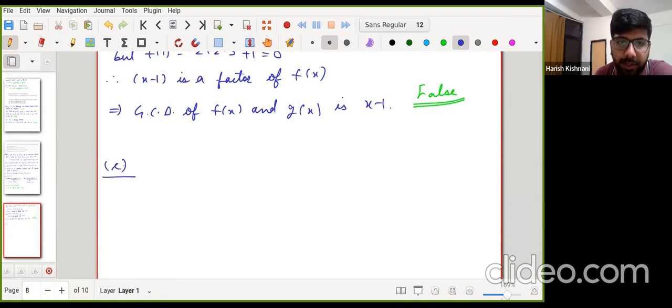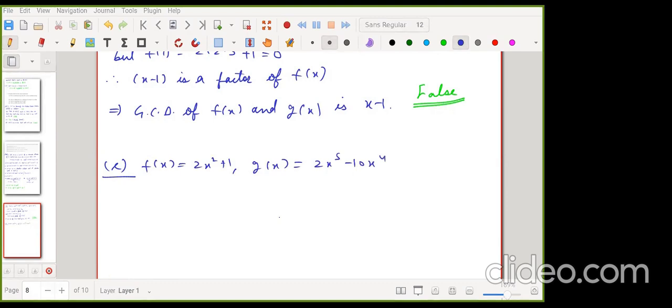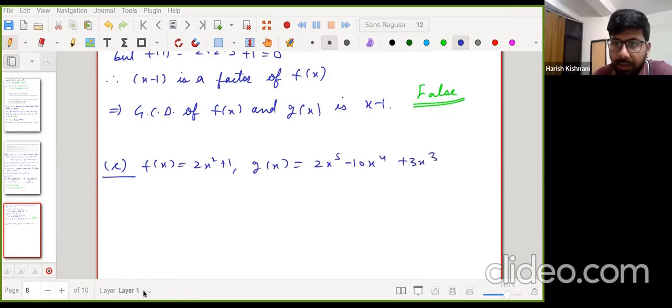So we take f(x) to be 2x square plus 1, and g(x) is, just see, 2x raised to 5 minus 10x^4 plus 3x cubed minus 15x square plus x minus 5.